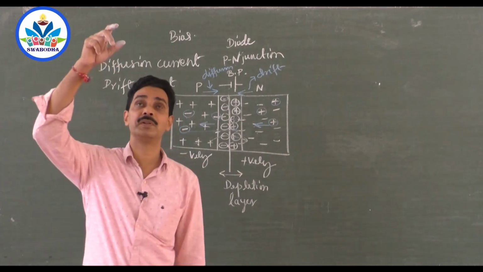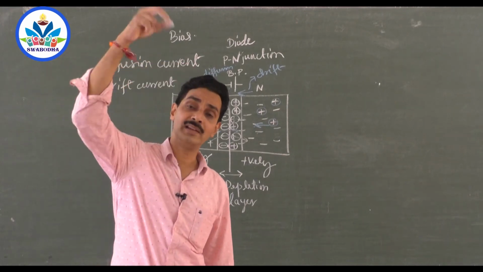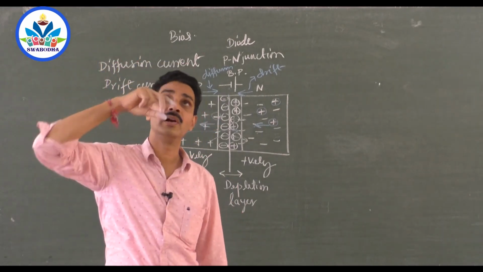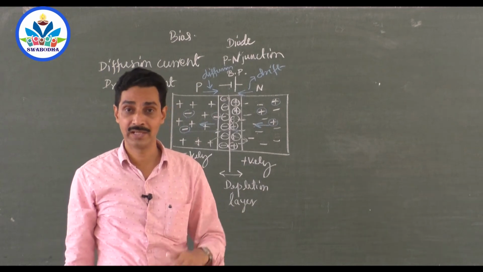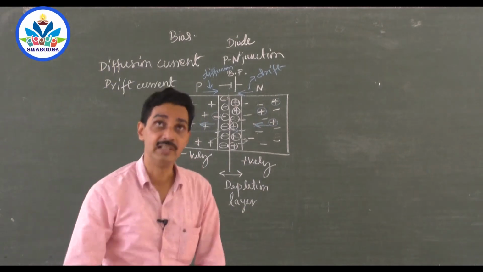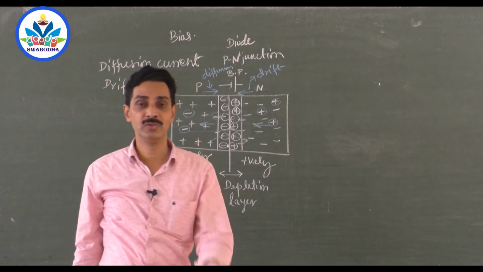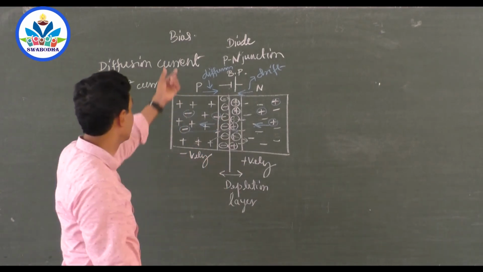Suppose you want to keep a brick at a height more than what you can reach. You have to get help from somebody else. Somebody else should come and lift you, and then you can keep the brick. So you need an external biasing, external energy.